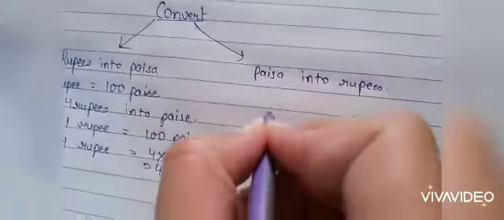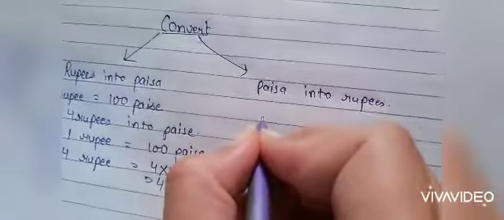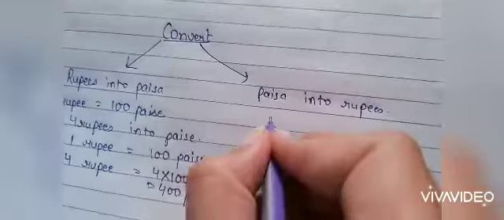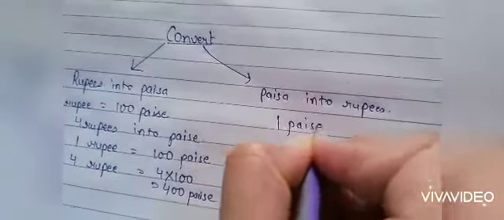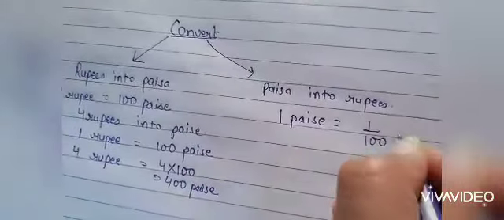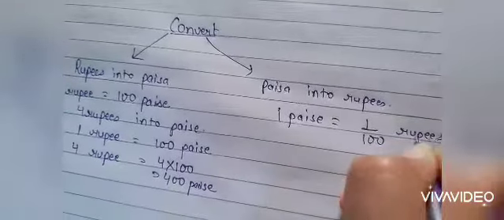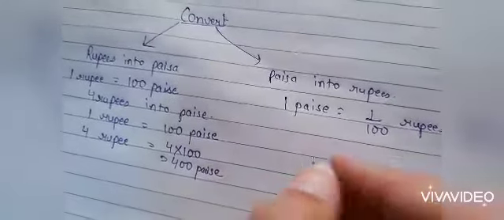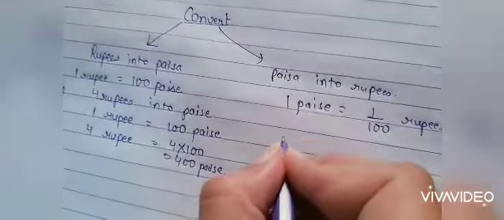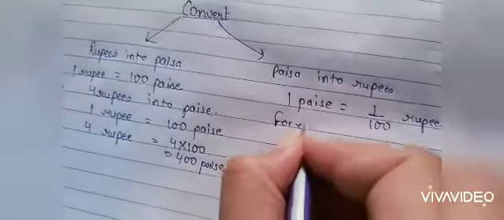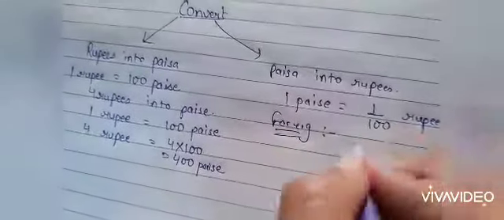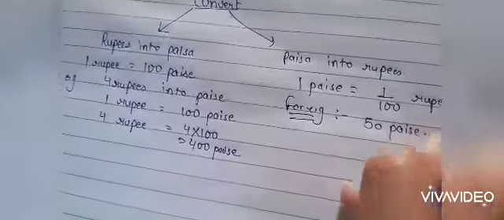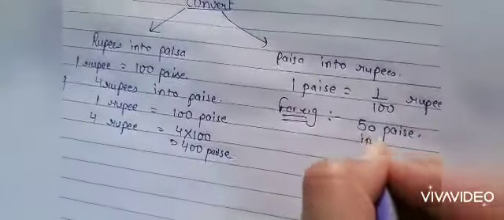The next concept is paisa into rupees. When we have to turn paisa into rupees, at that time we have a formula that 1 paisa is equal to 1 by 100 rupees. So for example, we have given 50 paise and we have to convert it into rupees.